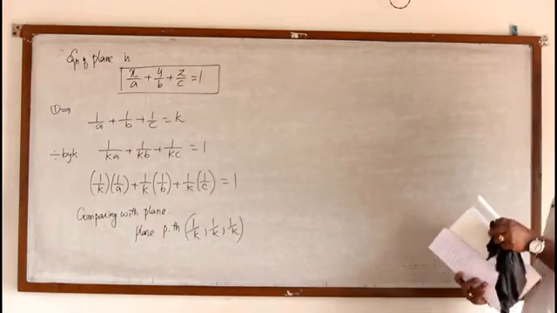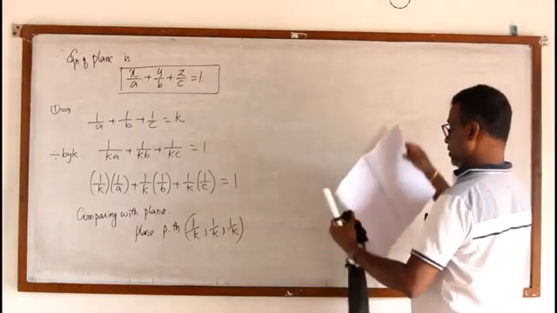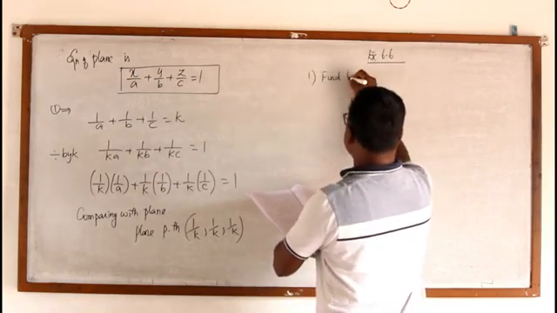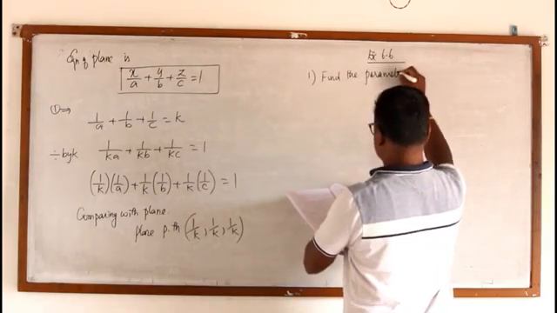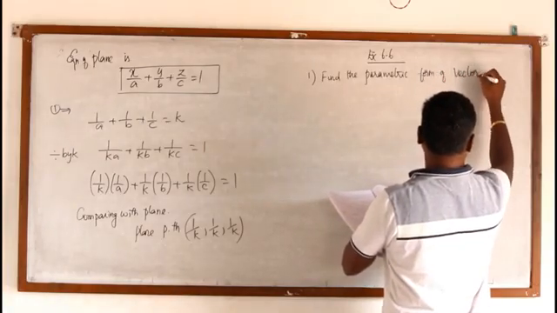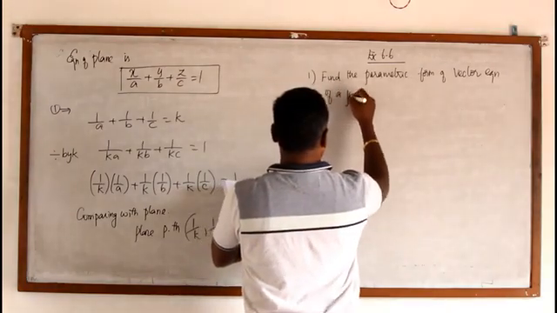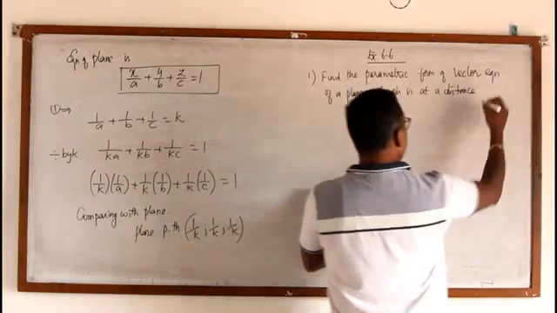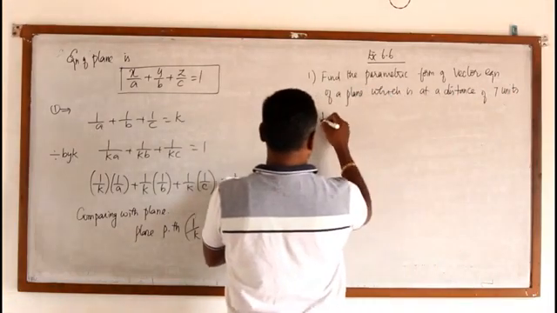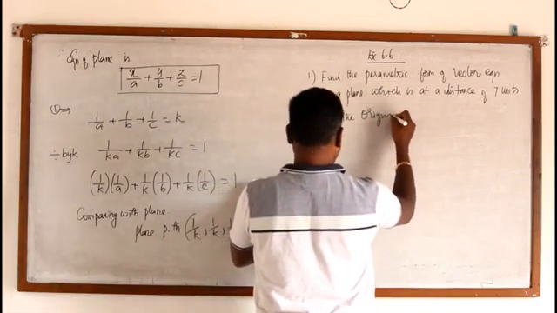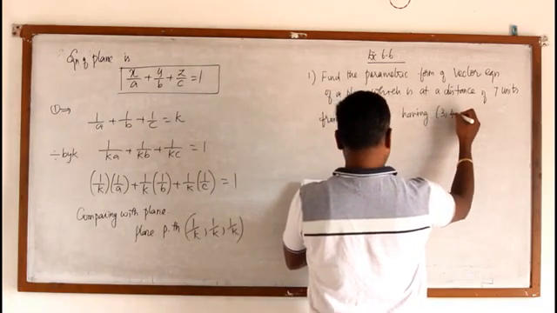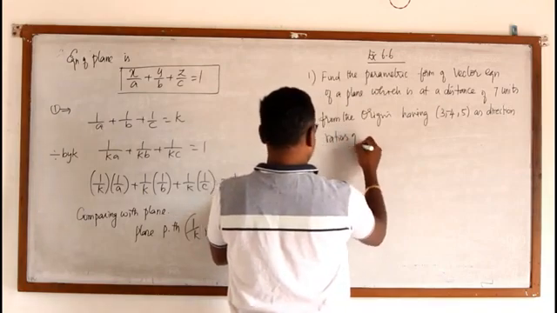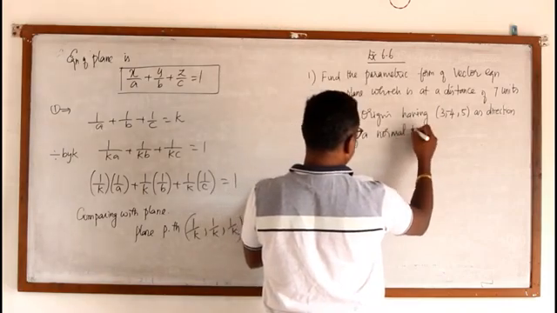Exercise 6.6. Problem number 1. Find the parametric equation, the vector equation, of a plane which is at a distance of 7 units from the origin, having 3, minus 4, 5 as direction ratios of a normal vector of the plane.